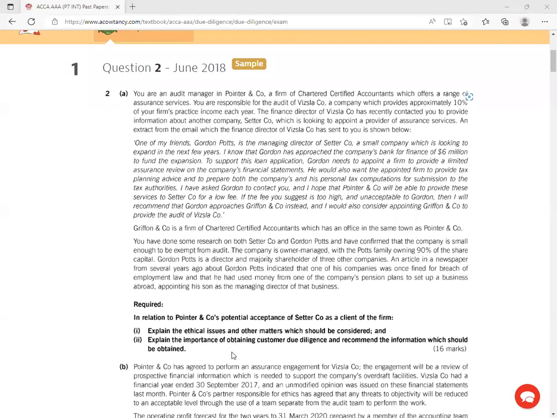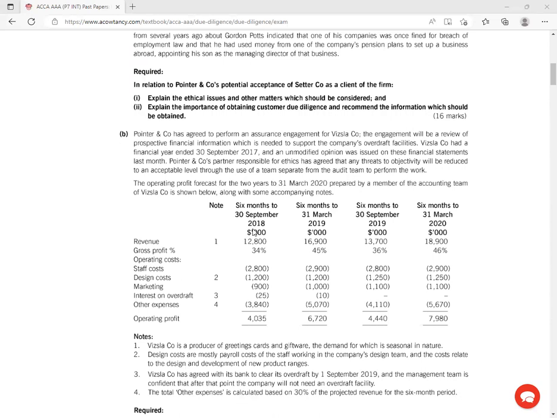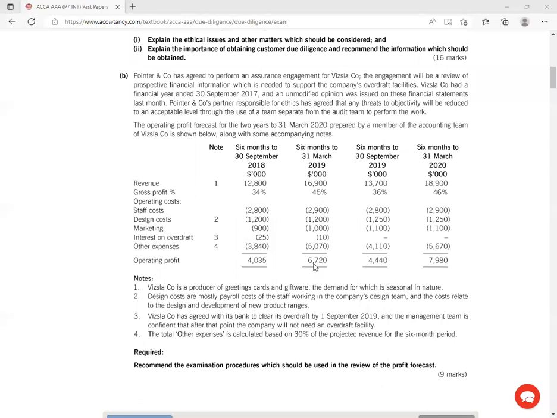Number two, explain the importance of obtaining customer due diligence, right? And recommend the information which should be obtained. 16 marks. Now this one here is very interesting because when students see figures in the exams, they really panic a lot. You may not even use these figures at all, right?